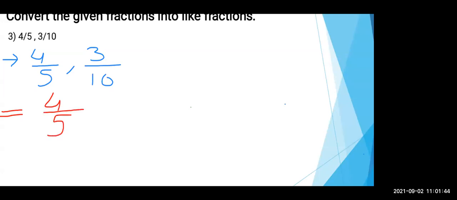4/5 को मुझे किससे मल्टीप्लाई करना है? Which number? 10. 3/10. Why I will write 3/10? See, the first number is what? 4/5. In 5 table 10 is coming. Yes, teacher. How many times are? 2. So 4/5 को मुझे किससे मल्टीप्लाई करना है? 2. Then why you are telling 10?